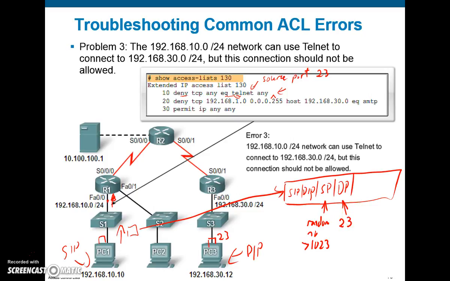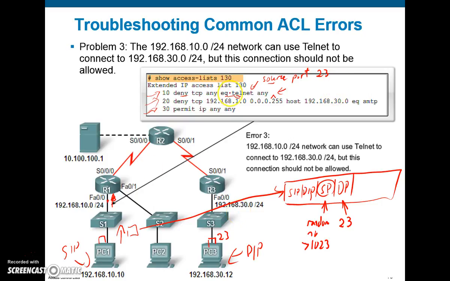But if you look at the rules, the rule is checking for packets where the source port is port 23. It's not checking for the destination port. So when this packet passes to R1, R1 tries to match this rule. This packet doesn't match this rule, so you move on to the second rule. The second rule is about SMTP. Obviously this packet will also not match. Then you pass on to the third rule, which allows all other packets to pass through. That's why PC1 is able to telnet to PC3.